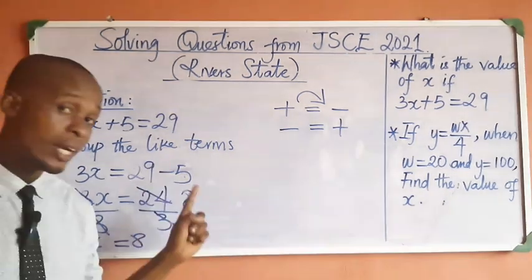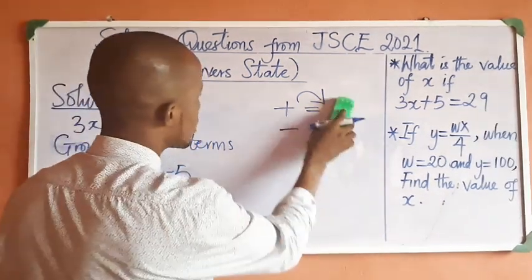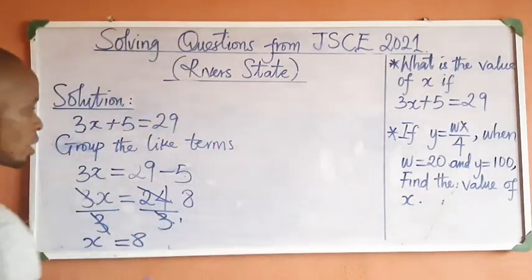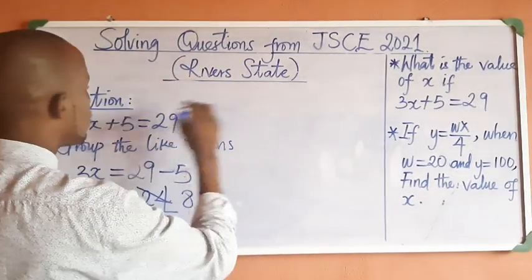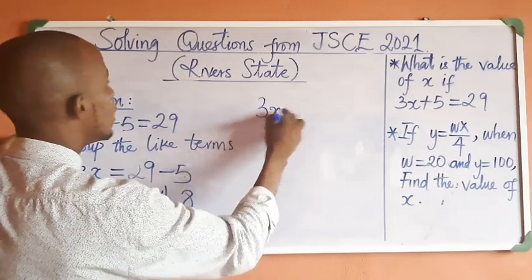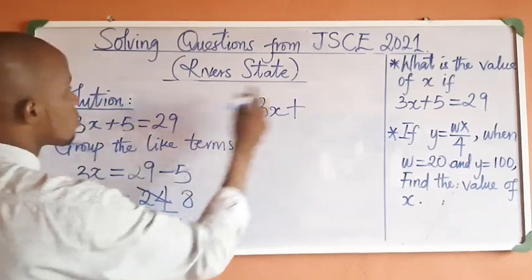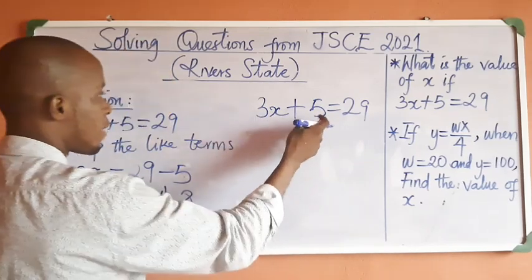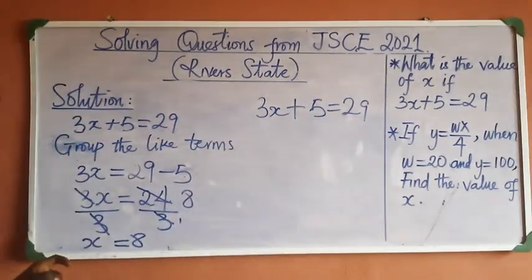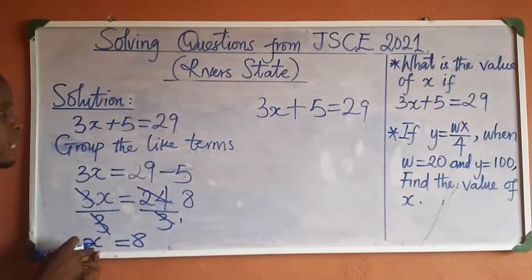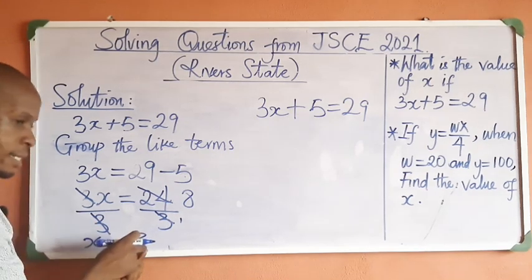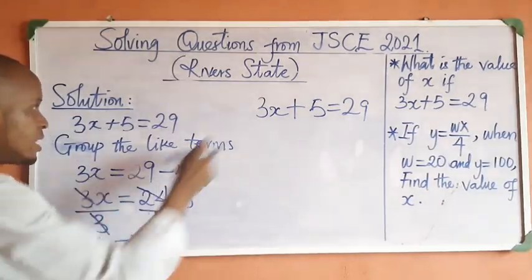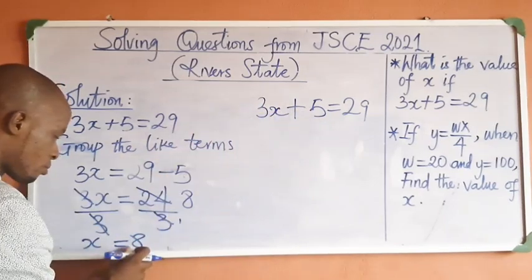There is a way to check if you are correct. And this is what I will quickly show you before we move to the next question. When we write down the question that was given to us originally, that is 3x plus 5 equals 29. Now, wherever I see x, I will change it to 8 in the original question.